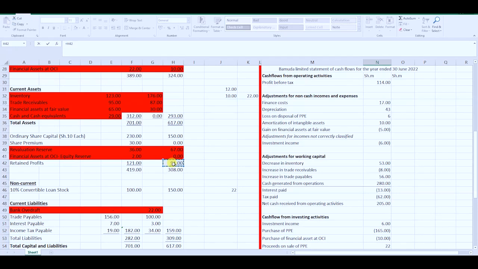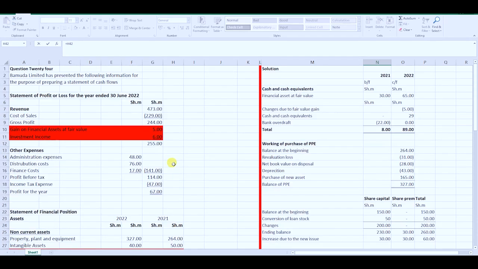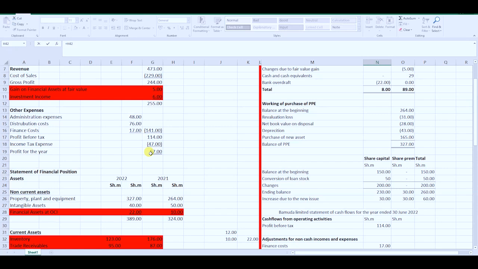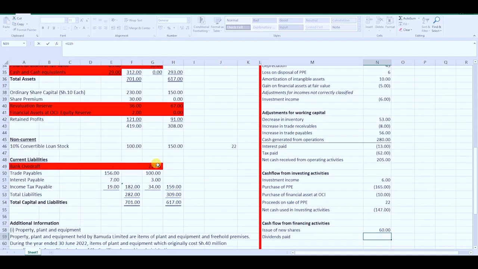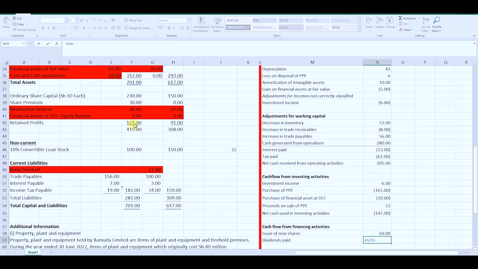Then we add any component in the income statement. We don't have any item on the income statement. We can then proceed to revaluation reserve if there is any element of it, then profit for the year, the 67 over here. Then we deduct now the closing balance, the 121 here. These retained profits right over here.